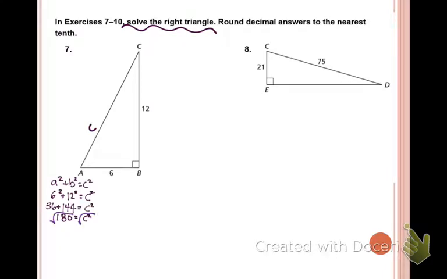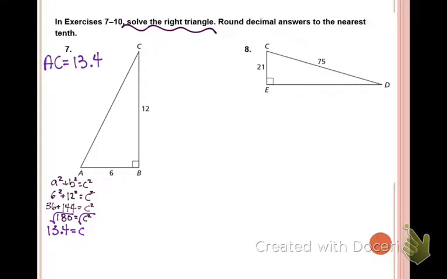I believe the directions say to the nearest tenth. Yep, nearest tenth. Square root of 180 is 13.4. So we're going to go off to the side. What is the name of that side? AC, and it equals 13.4.